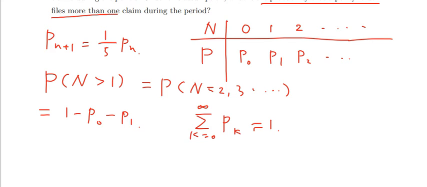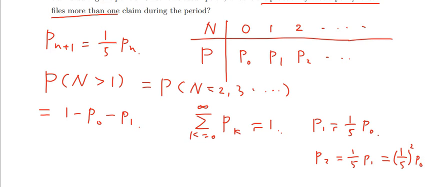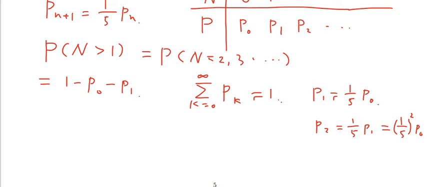Now let's use P0 as the standard. P1 equals 1 over 5 P0. How about P2? P2 equals 1 over 5 P1, and P1 equals 1 over 5 P0, so P2 equals 1 over 5 squared P0. So we know their relationship.